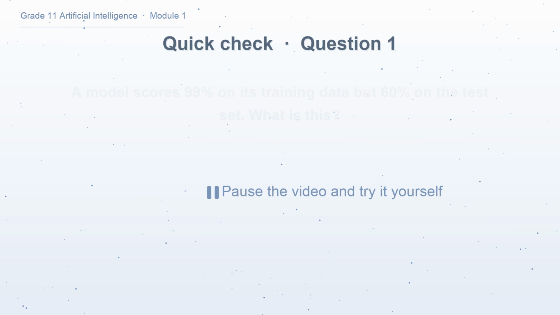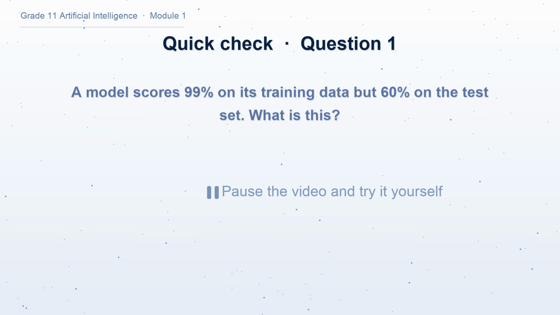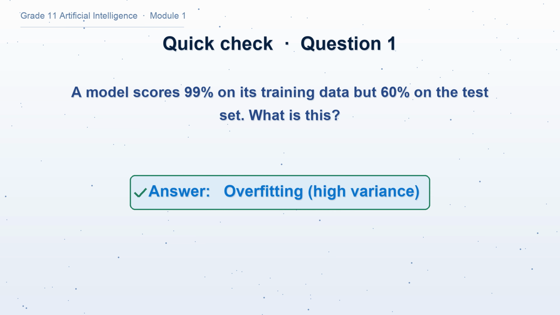Here is the first question. A model scores 99% on its training data, but only 60% on the test set. What is happening? The training error is tiny, but the test error is large. That big gap is the signature of overfitting, which is high variance. The model has memorized its training data instead of learning the general pattern.